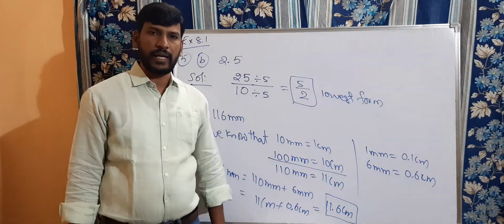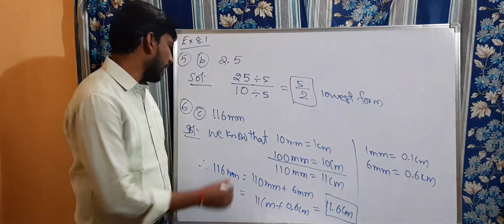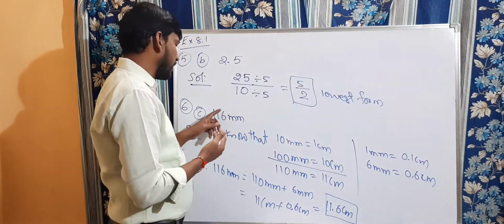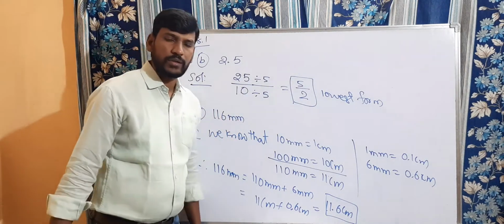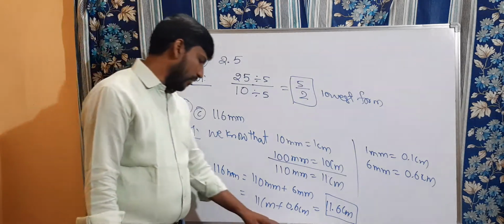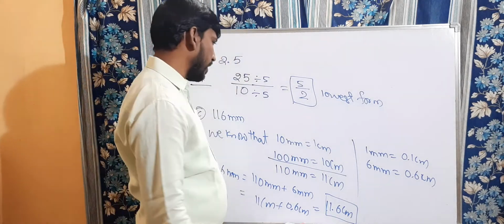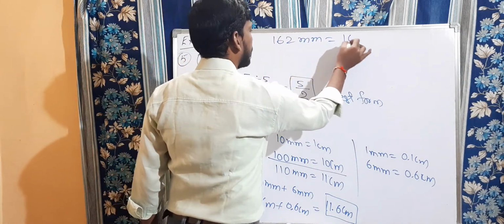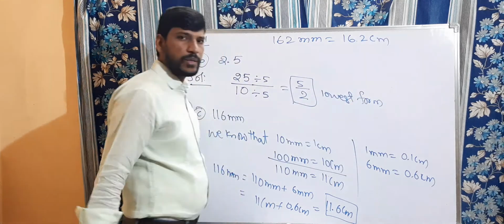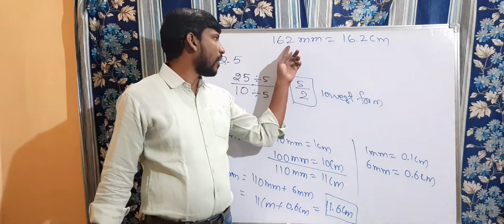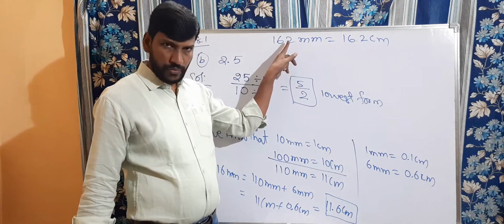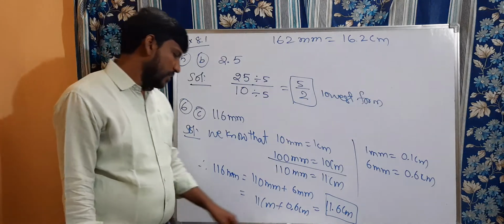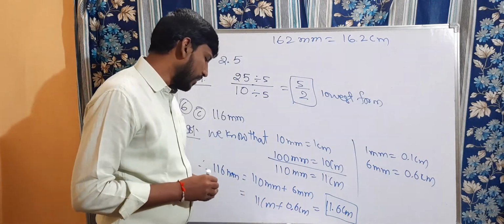That was in detail. Otherwise, you put a decimal: count from the right-hand side and put the decimal point after one value, and that gives the centimeters. Here is one more, 162 millimeters, which is 16.2 centimeters. Simple, we can say that. From the right-hand side, count one digit, put the decimal, and it is converted into centimeters. Now coming to the seventh question.